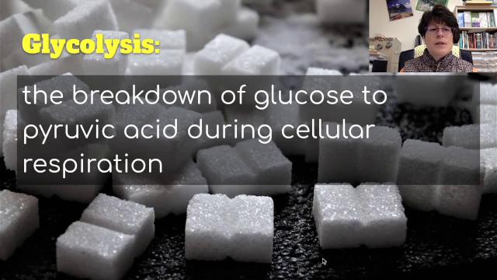Now, all forms of respiration start with glycolysis. This is the breakdown of glucose to pyruvic acid during cellular respiration. It breaks the glucose molecule down into two pyruvic acid molecules and produces, energizes, I should say, two ATP molecules. Now, I said there are different forms of cellular respiration. They all start with this process right here.